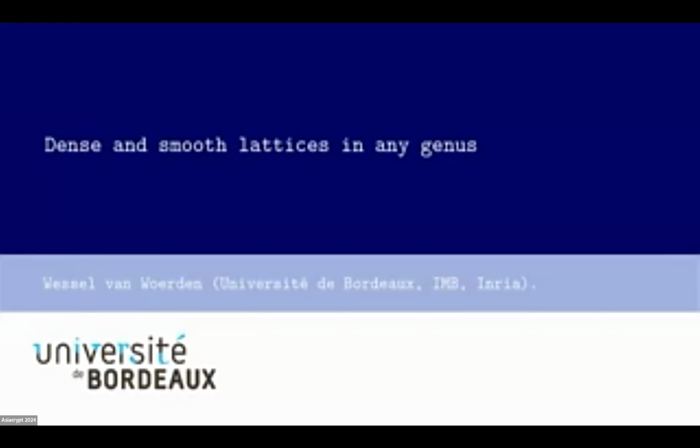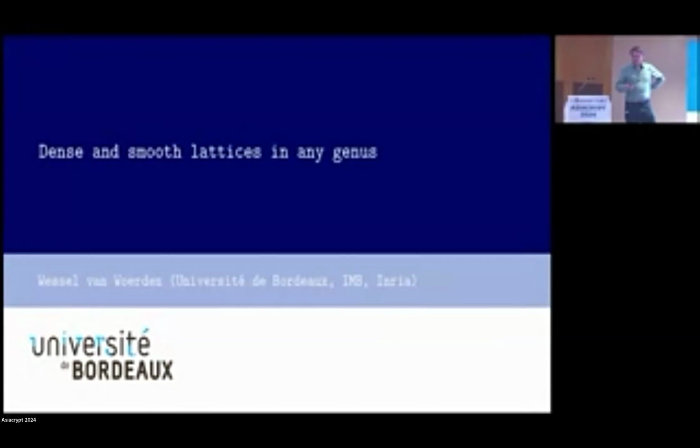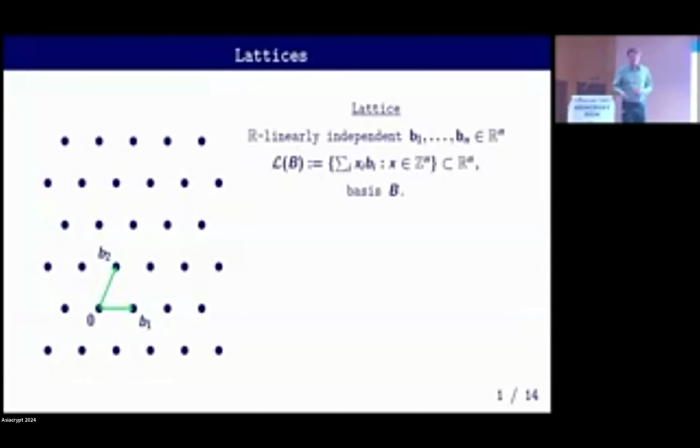So in this work, I will be talking about dense and smooth lattices in any genus, but for this talk, I will mostly be focusing on the dense part. We will start with some explanation about lattices and lattice packings. Then we will get to this genus part, and then we will show the existence of good lattice packings in any genus. So let's get started.